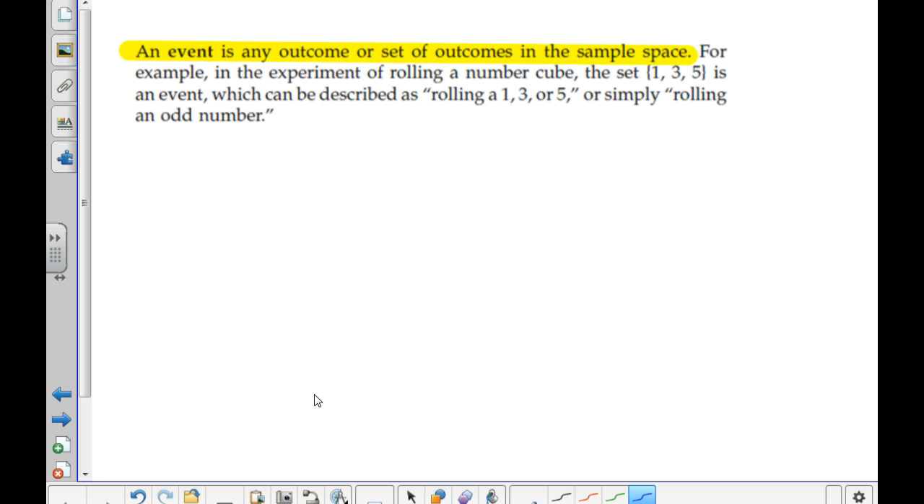An event is any outcome or set of outcomes in the sample space. For example, in the experiment of rolling a number cube, the set 1, 3, 5 is an event, which would be read rolling a 1, 3, or 5, or rolling an odd number.